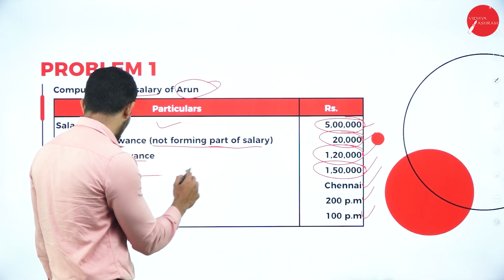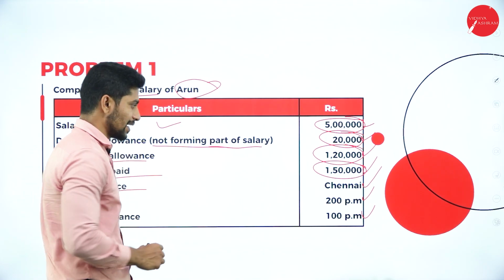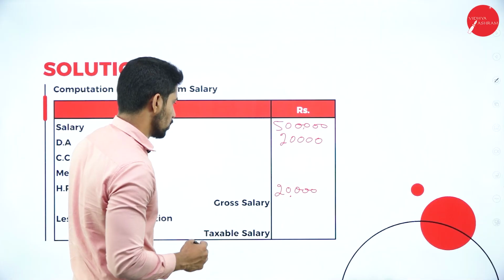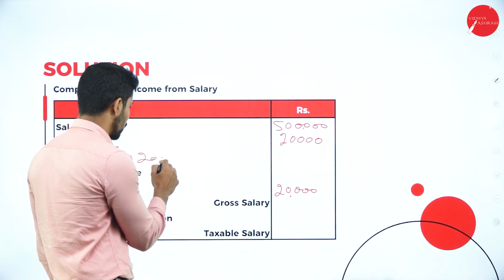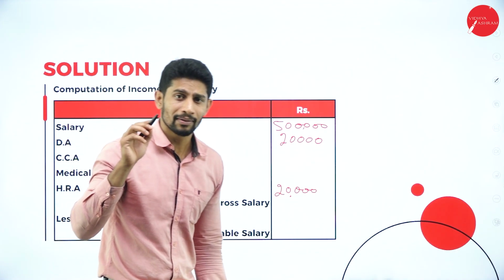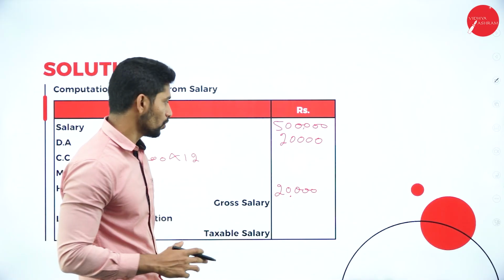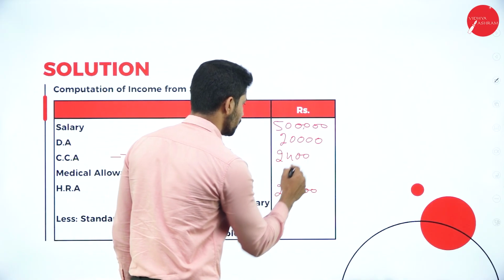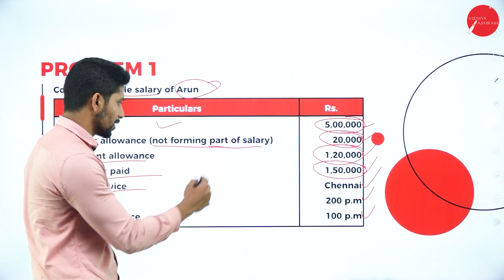We have actual rent, which is finished. Place of service also finished. CCA. What is the CCA? We have 200 per month. So 200 per month CCA, 200 per month into 12 months. So always, if it is given per month, then you are supposed to convert it into 12 months. So 200 into 12, you will get 2,400. Next thing is CCA is given, it is finished.